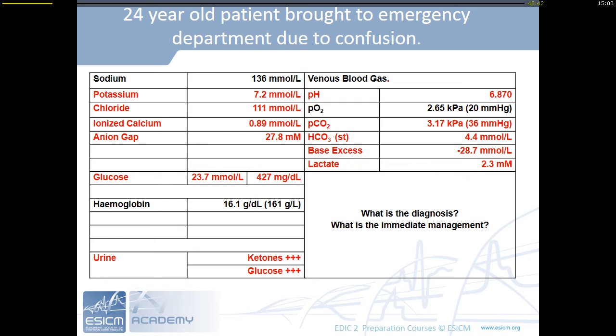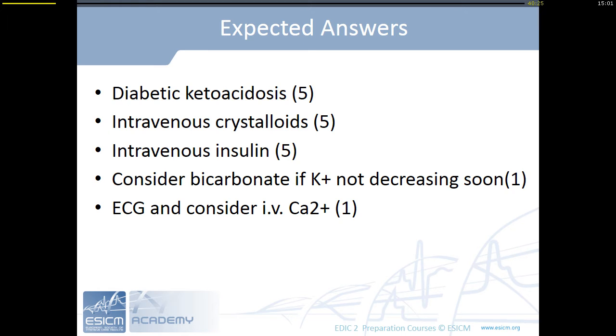So this is an example of probably the first case. You can see profound metabolic acidosis with hyperglycemia and positive ketones, so probably you spot very quickly the diagnosis of DKA, and that's where the points are. You just have to make the diagnosis of DKA and suggest crystalloids and insulin as the key to treatment.